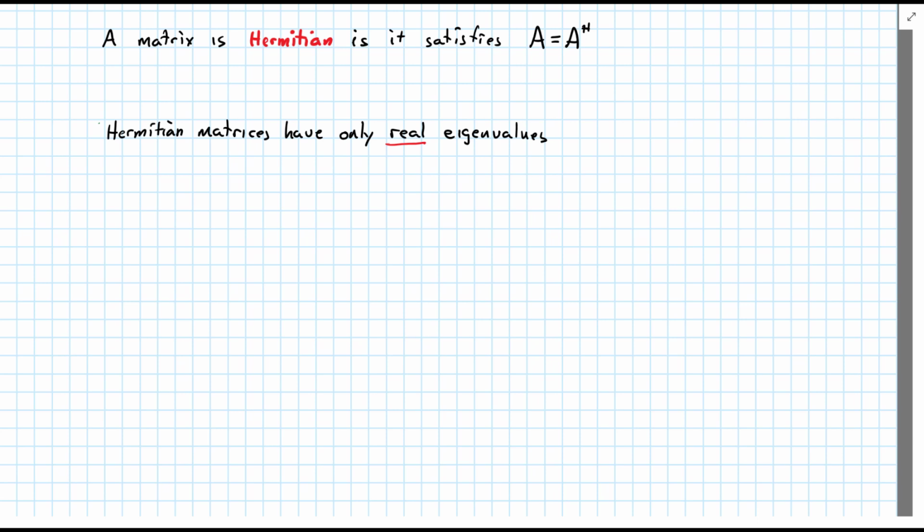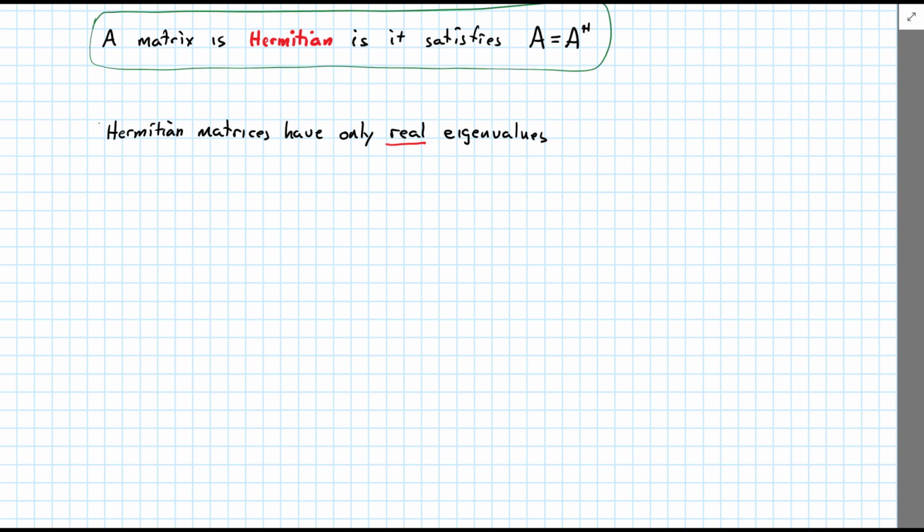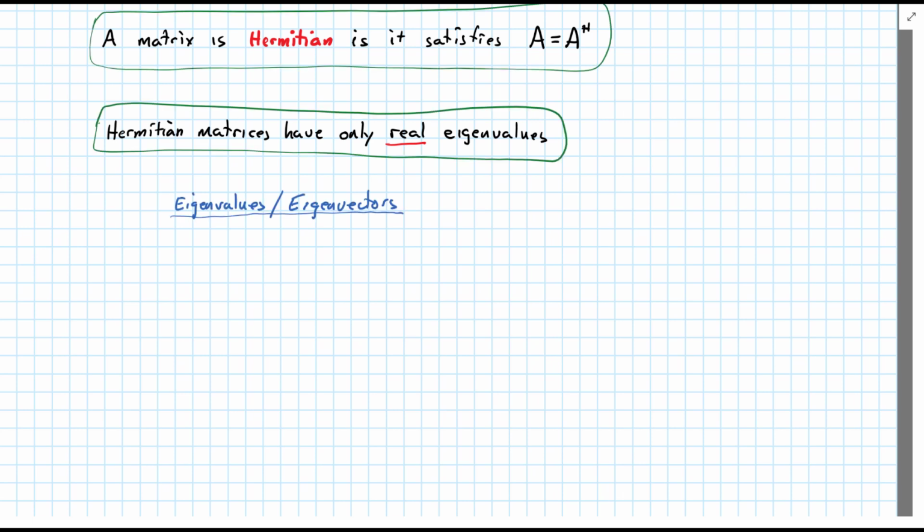Hermitian matrices have one really useful property. That is that they have only real eigenvalues. And we'll go ahead and show how this works right now. When I took linear algebra many years ago, I remember thinking that eigenvalues and eigenvectors were just some strange, useless trivia. It turns out that they form an integral part of the mathematics of this course.